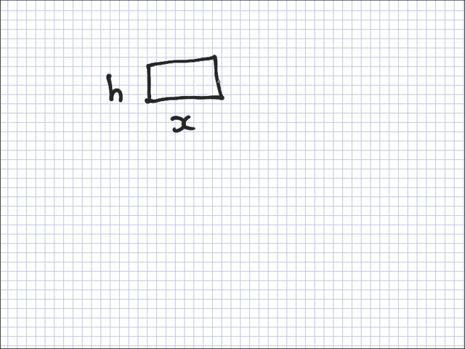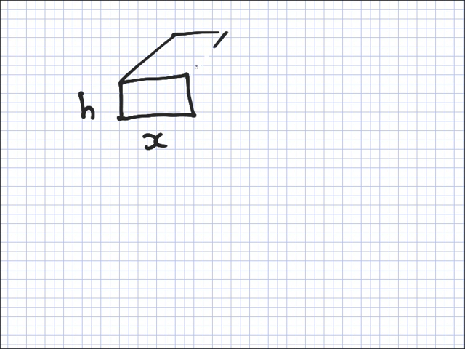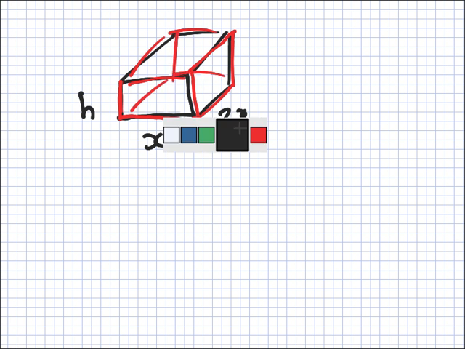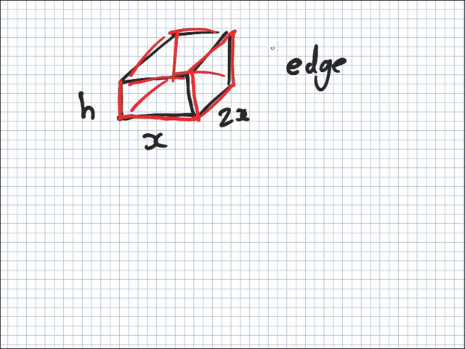The box has sides h, x, and 2x. You're told that the total length of all the edges, so this plus this plus this plus this, if you add up all the edges, should be 162 centimeters. Find h in terms of x.